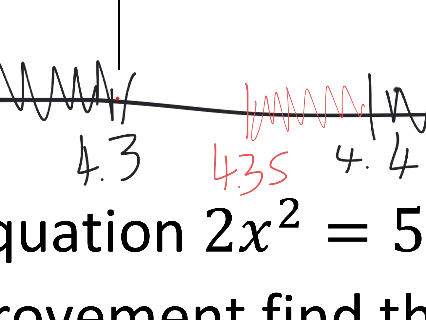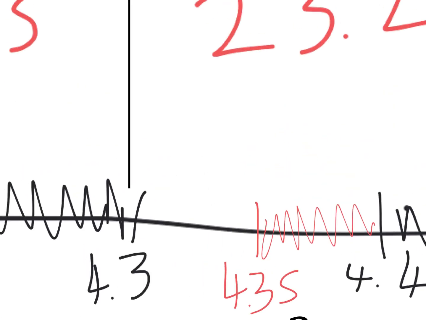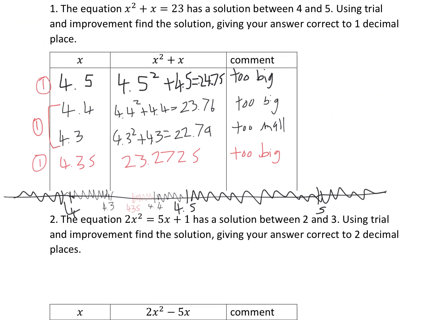It's not going to go below 4.3, we know that, so it's somewhere in between here. If you're rounding it to 1 dp, it has to go to 4.3. It'll always round down to 4.3. So that means your answer is 4.3.